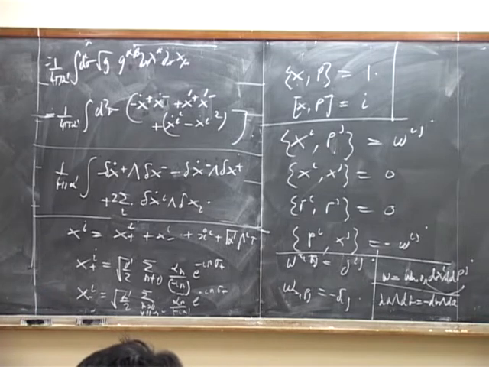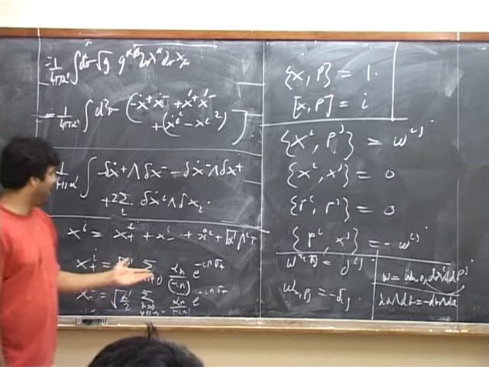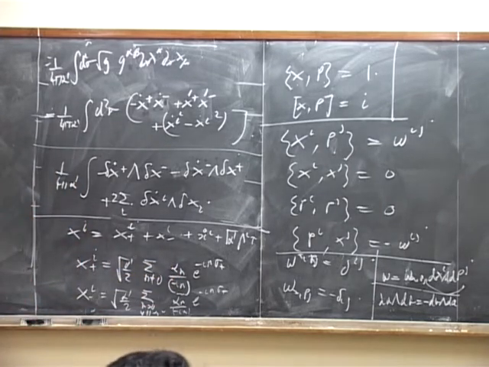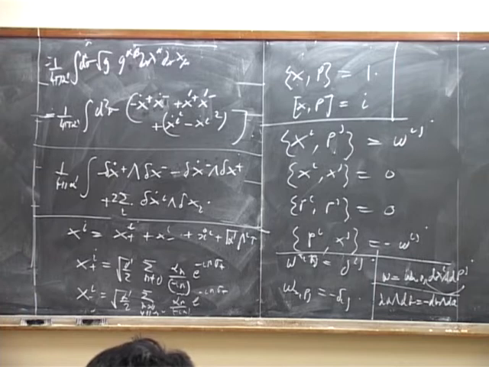Of course, there are reality conditions here. Alpha n will have to be the complex conjugate of alpha minus n in order for this function to be a real function. So we will keep that in mind. Is this clear?